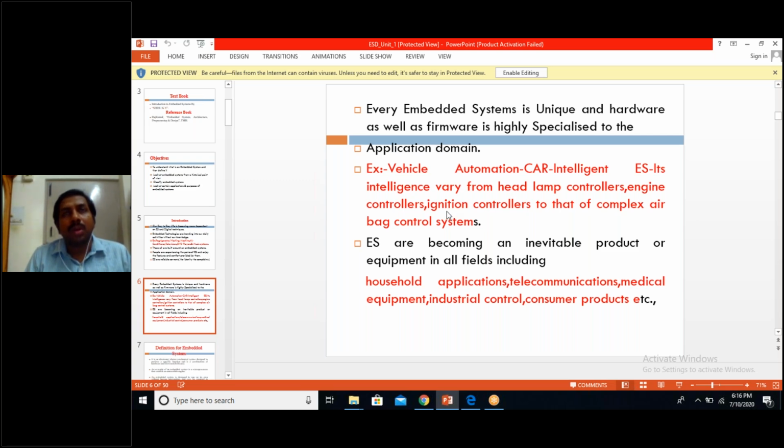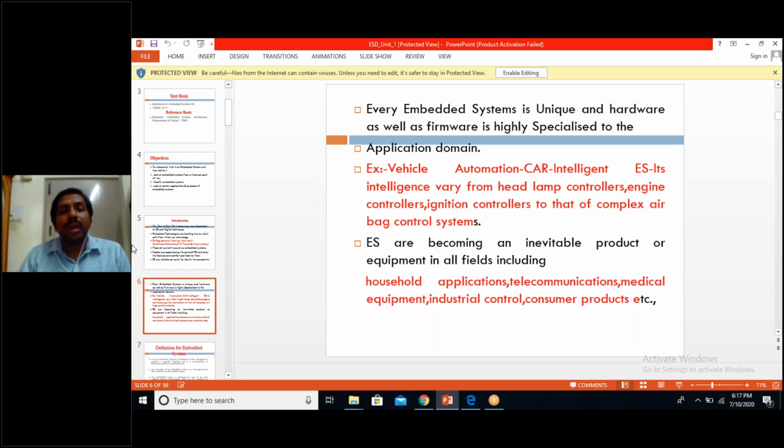If you consider the automation, vehicle automation, our car, it is a best example for intelligent embedded system because its intelligence is varying from headlamp controllers, ignition controllers to that of an airbag control system. So like that, embedded systems are becoming inevitable in all the fields like household appliances, telecommunications, medical equipment, industrial control, consumer products.